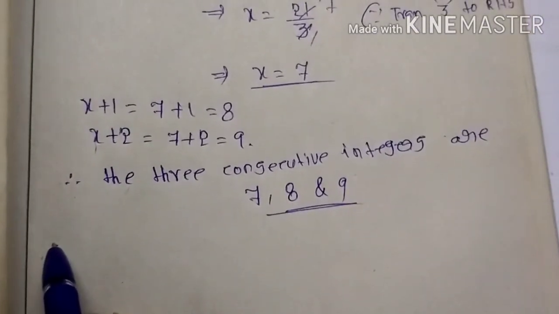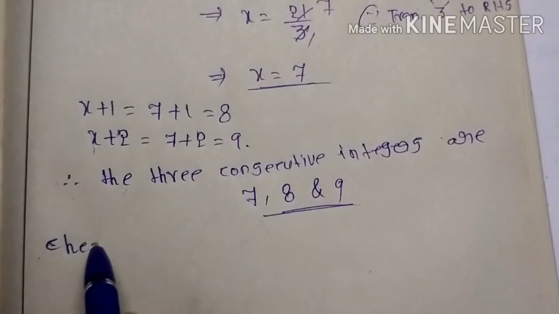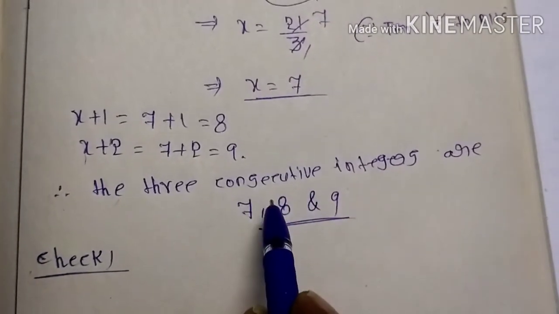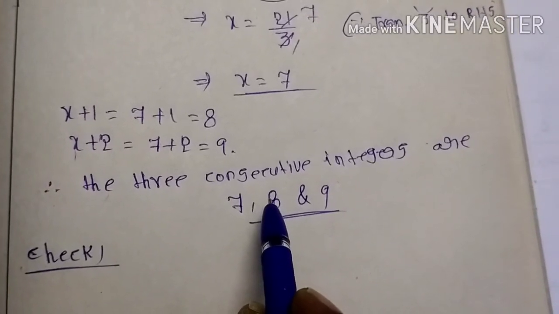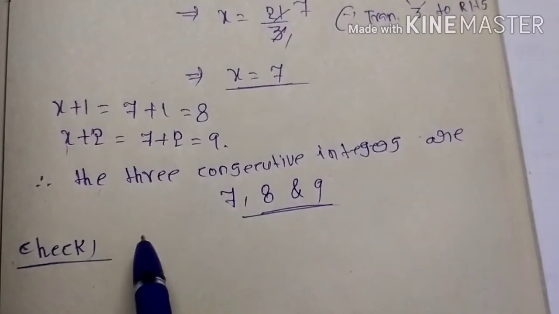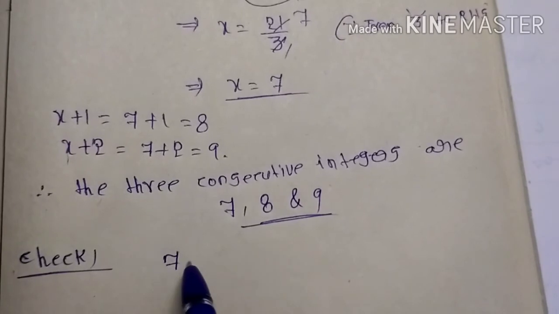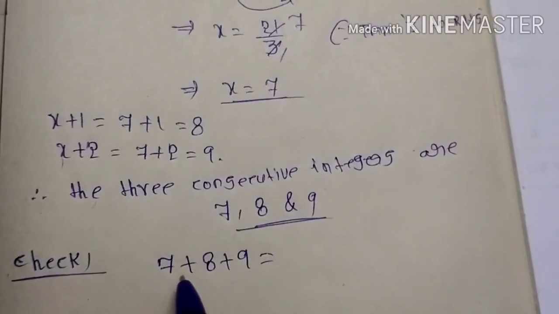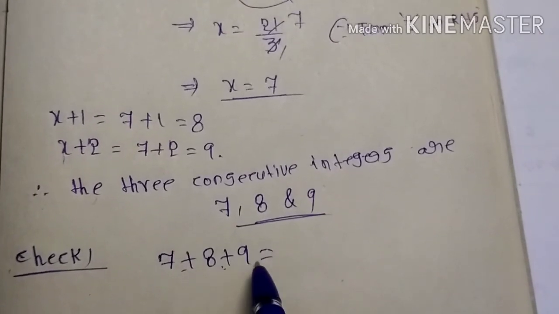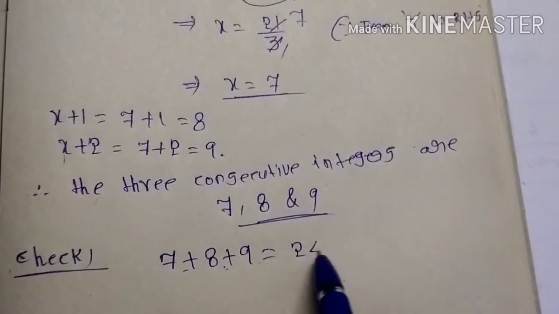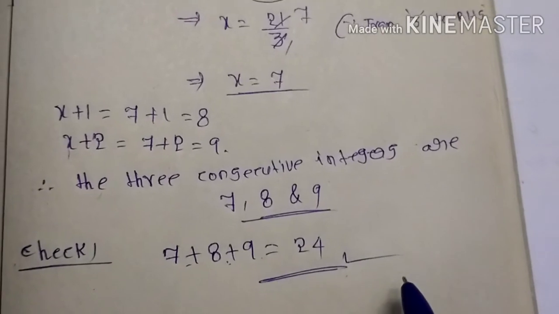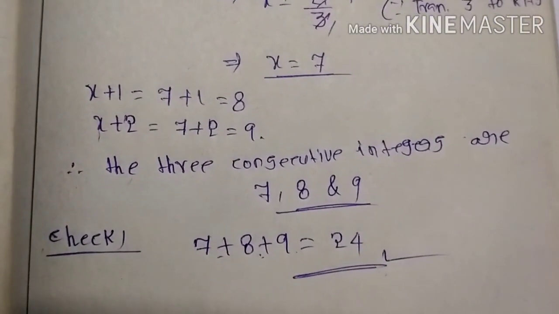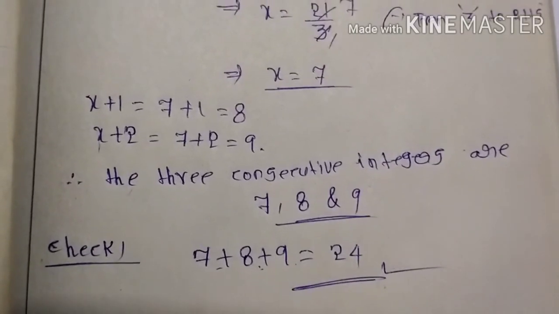Now you can check your result. How can you check? See here, sum of these integers is equal to 24. They have mentioned yes or no. Once you can check here, see. 7 plus 8 plus 9 is equal. 7 plus 8 is how much? 15. 15 plus 9 is how much? 24. Are you getting 24 or not? Yes. So that this is your answer. Just you need to check your result. Is it correct or not?